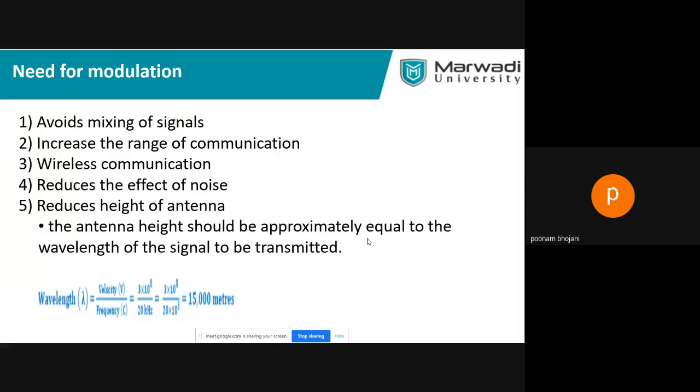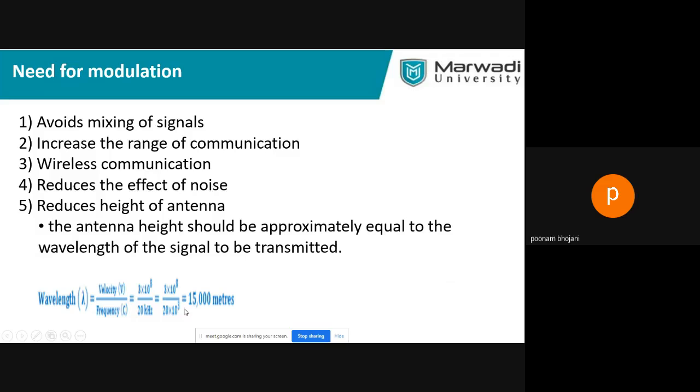Okay, so here one equation was given of the wavelength. Wavelength is nothing but the velocity by frequency. If you are taking the light velocity, then it is light velocity upon the frequency. Light velocity is fixed, that is 3 into 10 raised to 8 meters per second. And the frequency is, let's say, 20 kilohertz, because 20 kilohertz is the highest frequency in the voice. Whatever people are speaking is with the highest frequency 20 kilohertz. So even in this example, the wavelength requirement is 15,000 meters.